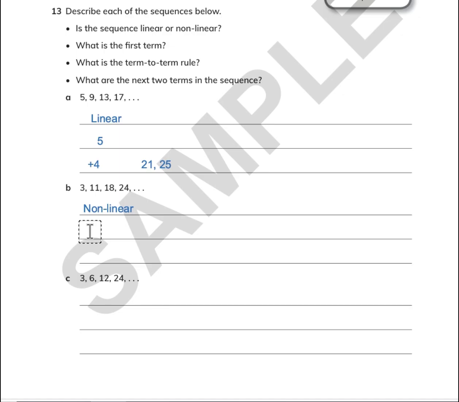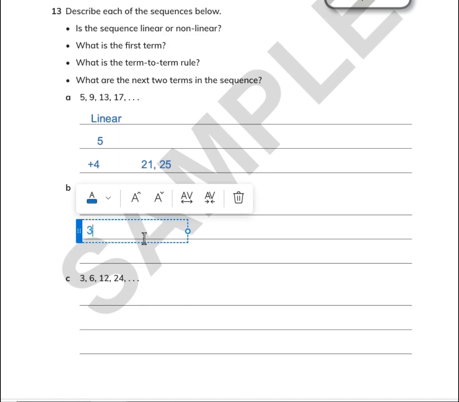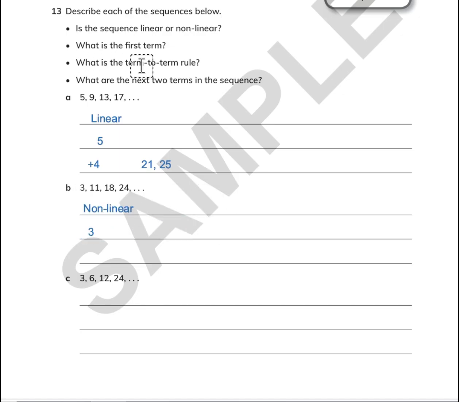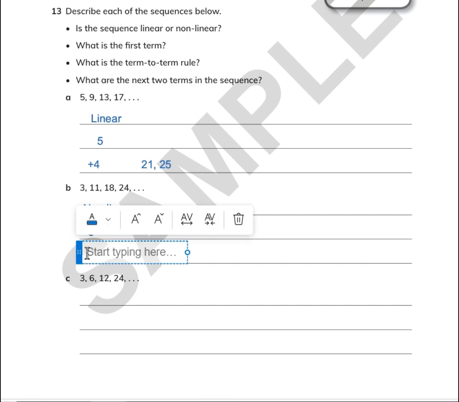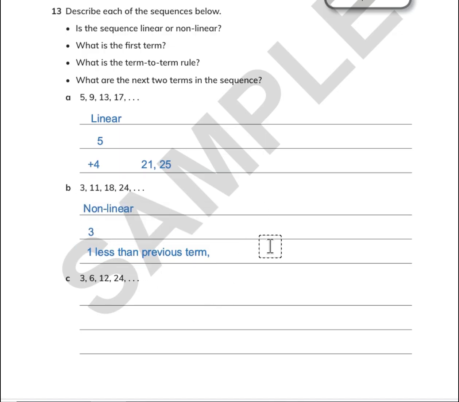Okay, next question, what is the first term? The first term is 3. What is the term to term rule? The term to term rule is 1 less than the previous term. This is the term to term rule. Okay, and what are the next two numbers? So according to this, the next two numbers will be 29 and then 33.